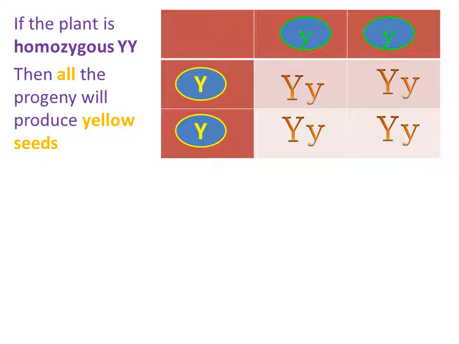In this cross we see that all the progeny are producing yellow seeds. So, in a test cross, if we get progeny, all of which produce the dominant trait, that is the yellow seeds, we know that the unknown plant is in homozygous condition. That is, it carries genotype capital Y capital Y.